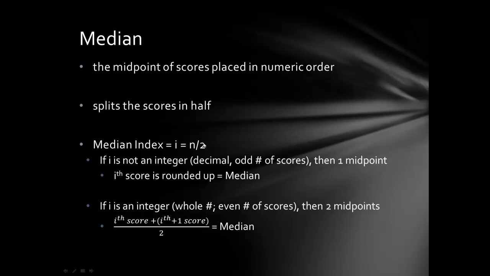So you'll take n divided by 2. That'll tell you the position, I, of the score that's your median, and you will just round that up, and you'll have the median. So let's say that we had 11 scores. 11 divided by 2 is 5.5, round 5.5 up to 6th, and then the 6th score, if you have your scores placed in numeric order, the 6th score would be your median.